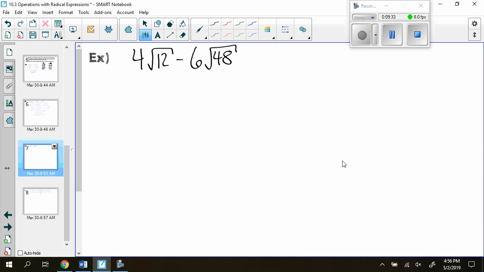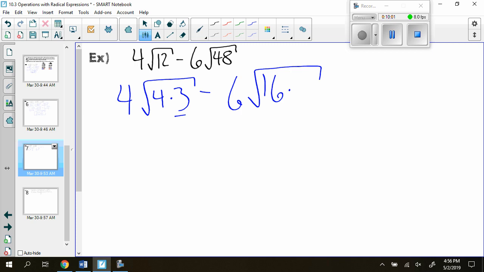All right, welcome back. We're working with 4 square roots of 12 minus 6 square roots of 48. If I think about 12, really the only thing that comes to mind there would be 4 times 3. So I'll make 12 become 4 times 3. Minus 6, and then I want to try to keep this 3 inside for that 48. So I know that 16 times 3 would be 48. So 16 is my perfect square, and then the 3 is going to be the factor that matches. So there's my matching 3's.